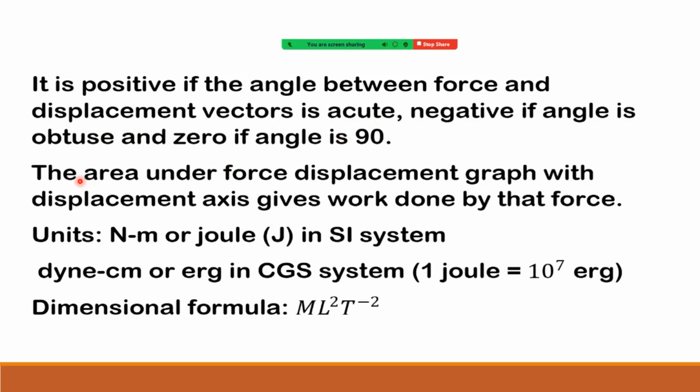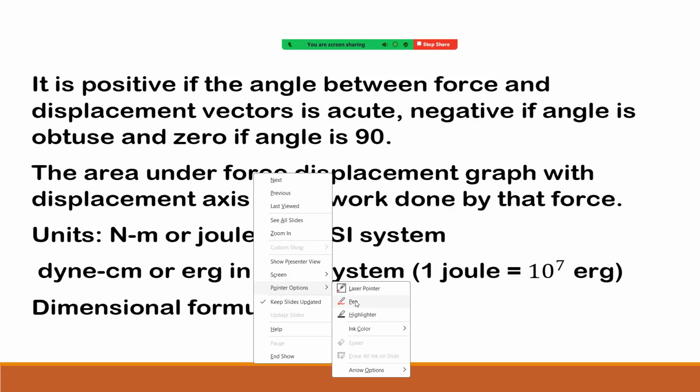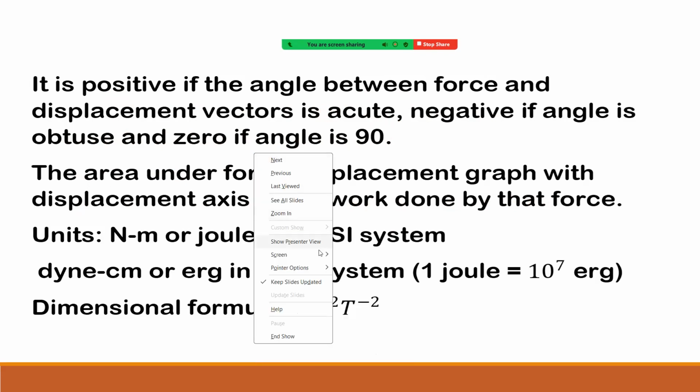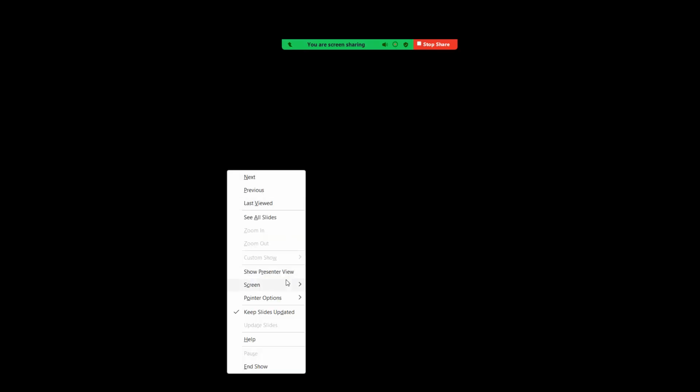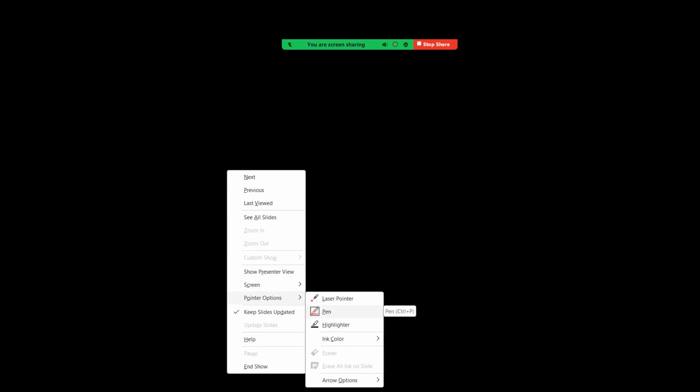Next, one more point here: the area under the force displacement graph with the displacement axis gives work done by that force. So see this point once. We know that integration gives area under the graph, right? See here the definition part what we have given: W equal to line integral f bar dot ds bar. So we know that integration always gives area under the graph.